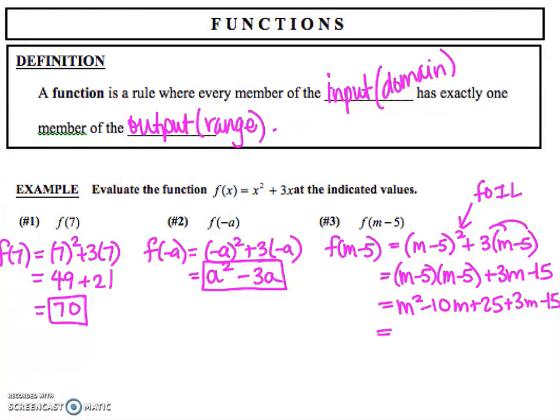And then finally, combining like terms, we have one m squared term. Our m terms are negative 10 and positive 3. That's going to give us a negative 7m. And our constants are positive 25 and negative 15. So that's going to give us a positive 10. And that is f of m minus 5.